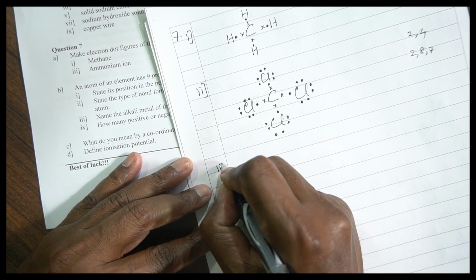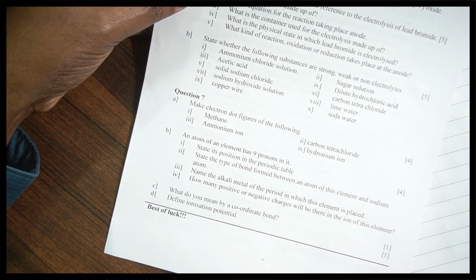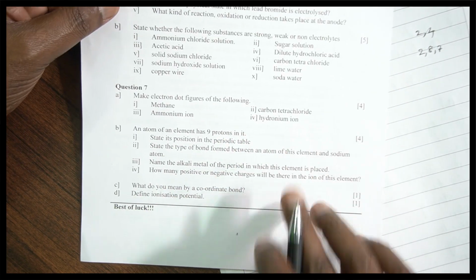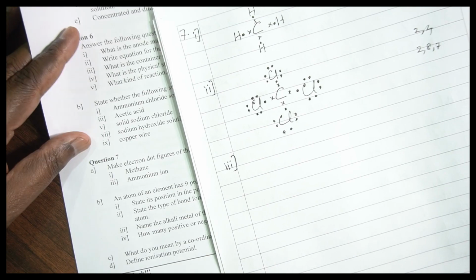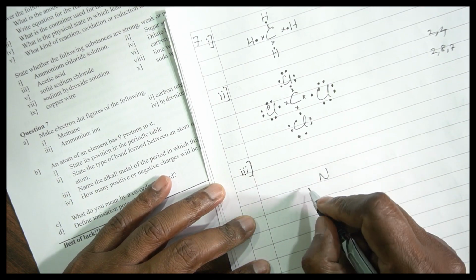Now what is the third structure? The third one asked here is the ammonium ion. See, ammonium ion and hydronium ion, any one of these will be there in every question paper. So please practice that. Ammonium ion has a central atom nitrogen.